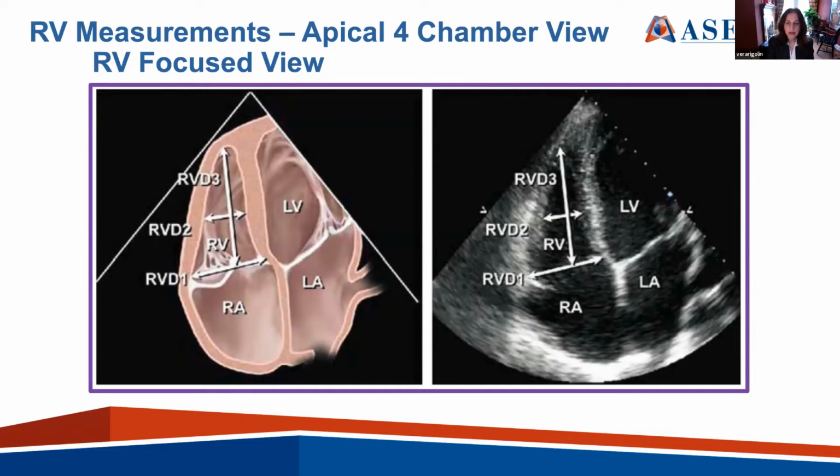Similarly, in a standard apical 4-chamber view where the left ventricle is more in the center of the screen, that is not an optimal view to measure the right-sided chambers. So you need to tilt the transducer so that we have this nice view of the right-sided chambers in the center of our screen. Basic measurements we're going to make are the RV diameter right above the tricuspid valve, in the middle of the RV, and then the long axis measurement.